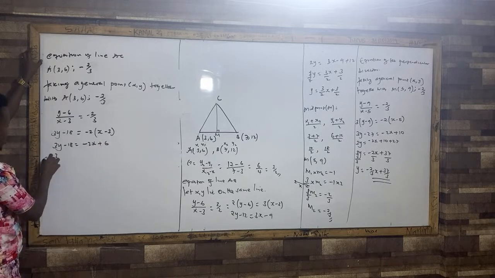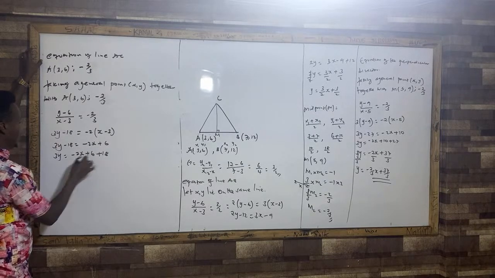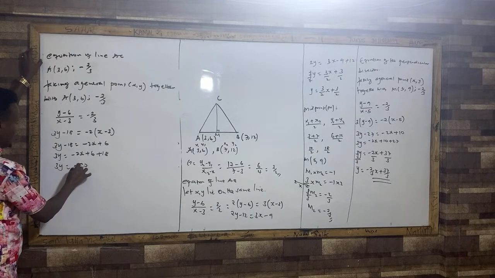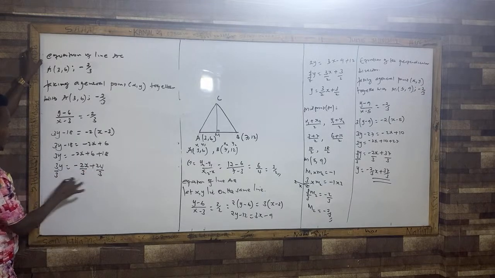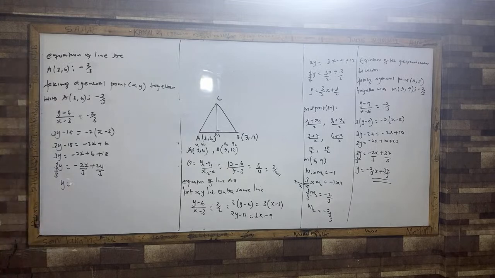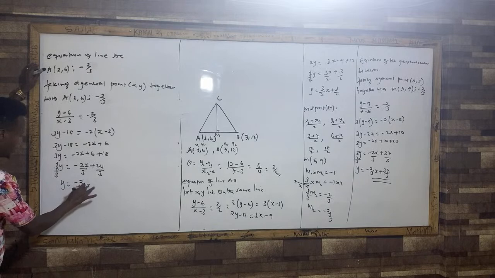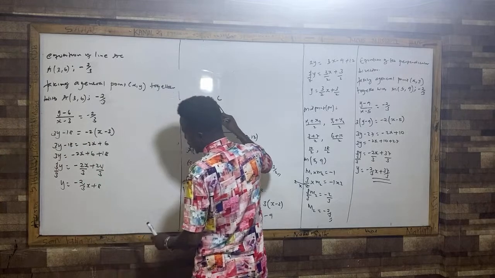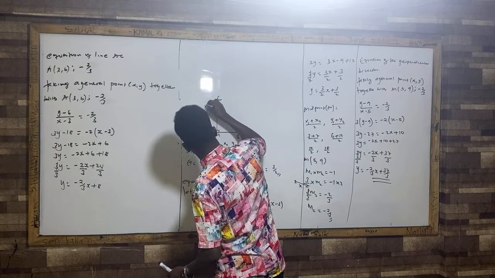Take this one to the other side. So 3y is equal to minus 2x plus 6 plus 18. So 3y is equal to minus 2x plus 24. Divide through by 3. 24 by 3 is 8. So y is equal to negative 2 over 3 x plus 8. Now, the equation of BC is given, and the equation of AC is y is equal to negative 2 over 3 x plus 8.